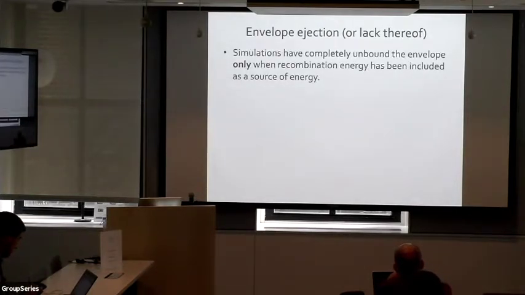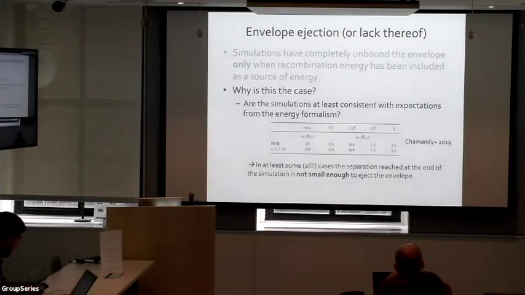the big question is envelope ejection. In most cases, we don't unbind the envelope. We don't eject the envelope. Simulations don't. And why is that? So it only happens when recombination energy is included. Now, our simulation is at least consistent with expectations from the energy formulas.